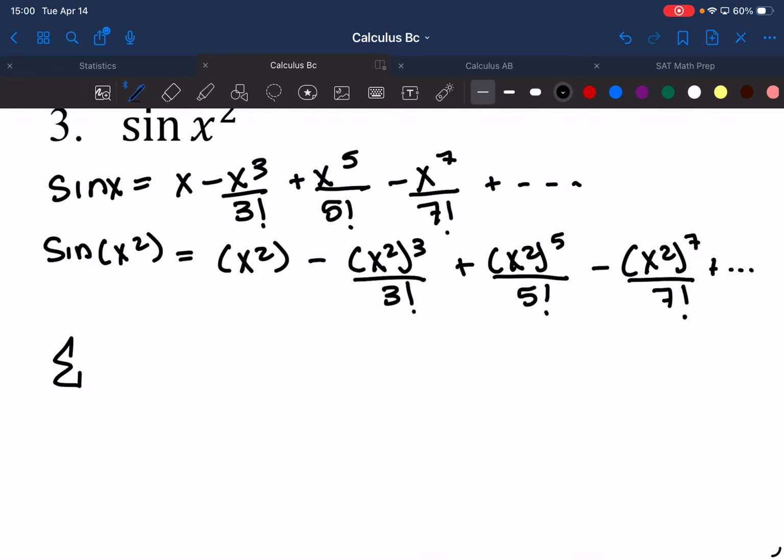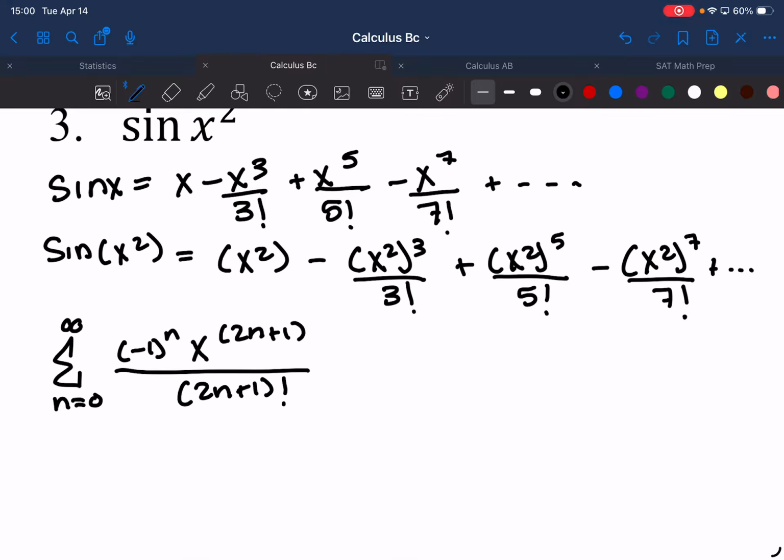And then I can simplify that by distributing the square inside the parentheses, which means this is the summation of n equals 0 to infinity of negative 1 to the power of n times x to the power of 4n plus 2 over 2n plus 1 factorial. For this, it just says find the Maclaurin series. I showed you both the expansion and the series notation. So technically this is correct and this is correct.